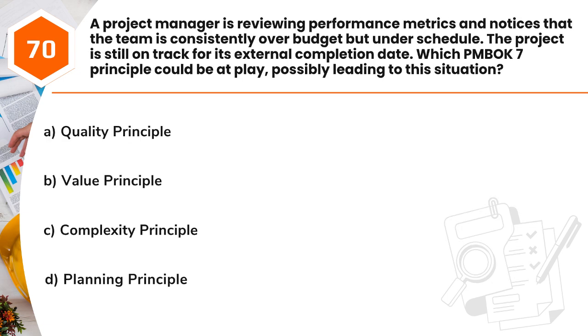Question 70. A project manager is reviewing performance metrics and notices that the team is consistently over budget but under schedule. The project is still on track for its external completion date. Which PMBOK 7 principle could be at play, possibly leading to this situation? A. Quality principle. B. Value principle. C. Complexity principle. D. Planning principle.